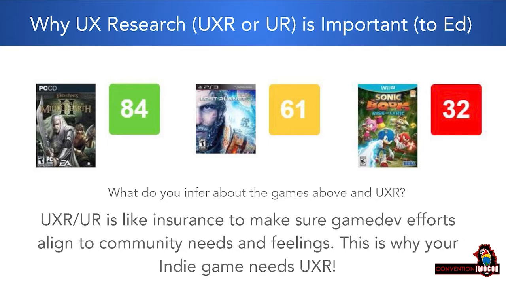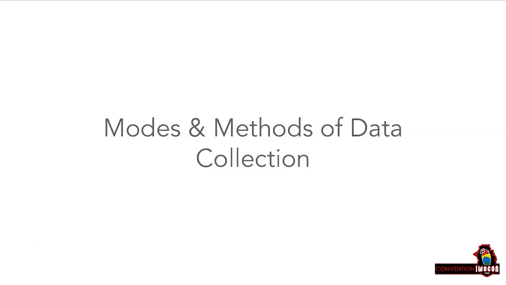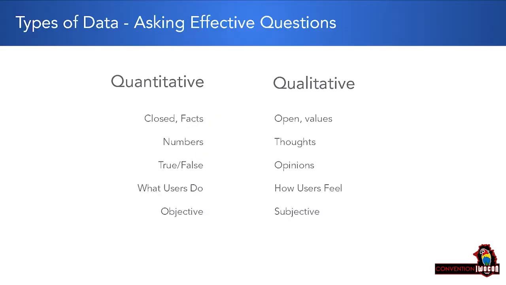So let's talk about modes and methods of data collection. How do we get this information from our users? We often talk about two categories of getting data, and they are quantitative and qualitative. Quantitative data often has to do with facts. These are things like numbers, true and false. These basically reflect things that users are doing, and they're often very objective, this objective truth that this thing really happened.